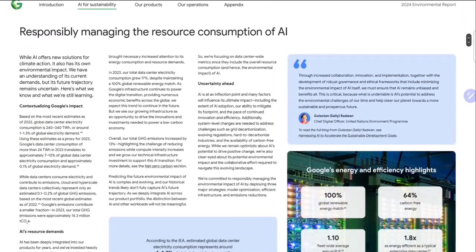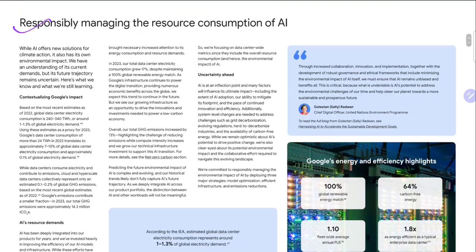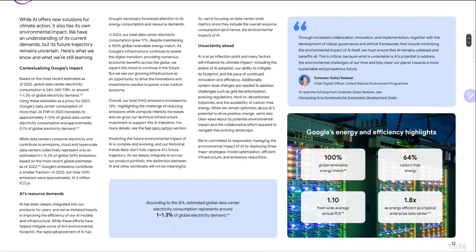Moving forward, we see responsibly managing the resource consumption of AI. There are certain initiatives related to that, and the information is given. According to the International Energy Agency, estimated global data center electricity consumption represents around 1 to 1.3% of global electricity demand. Google's energy highlights are also given here, like 100% global renewable energy match, and you can see 64% carbon-free energy. There are certain important highlights.